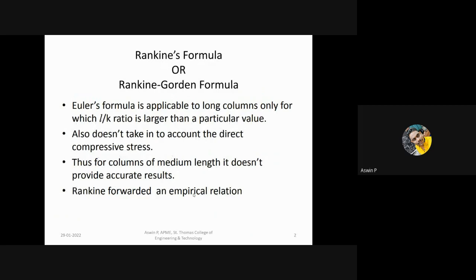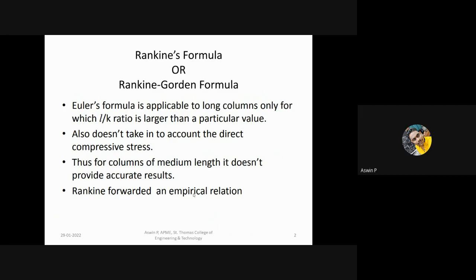So first of all, we will understand what is Rankine formula or Rankine Gordon formula. You have to study both these names. Rankine's formula may be asked in your question paper, or sometimes Rankine Gordon formula. Don't misunderstand that these two are different equations. Both are the same equation, named differently.